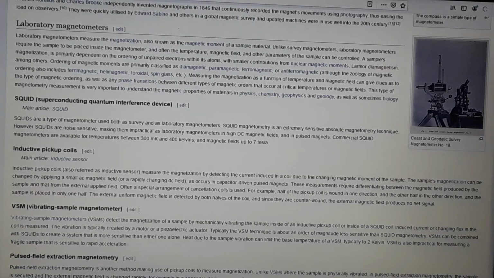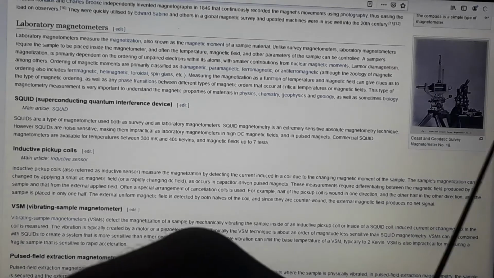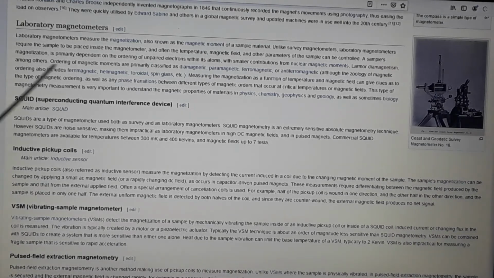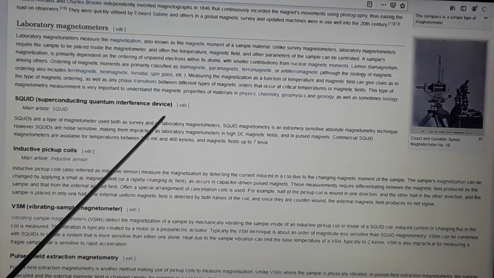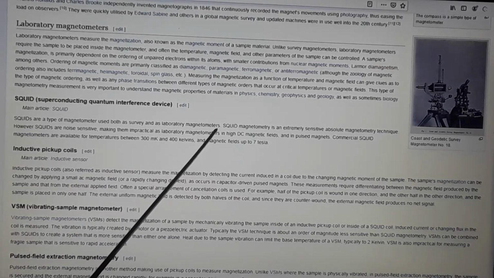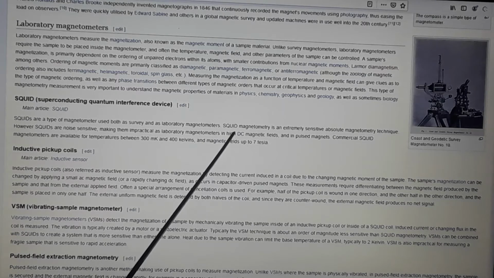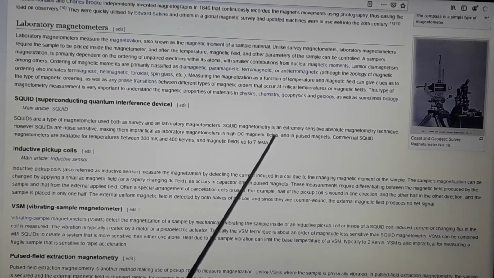There's laboratory magnetometers. That's this great one here, showing you from way back when, probably from Gauss himself. SQUID, a superconducting quantum interference device. SQUIDs are a type of magnetometer used both as survey and as laboratory magnetometers. SQUID magnetometry is an extremely sensitive absolute magnetometry technique.